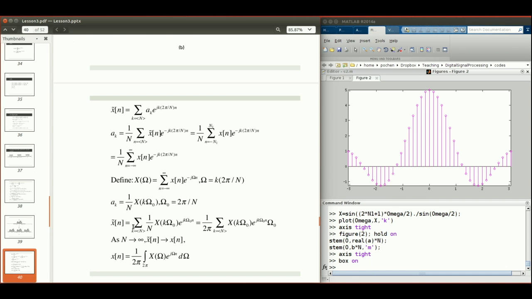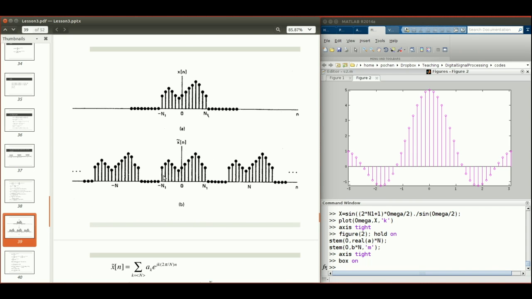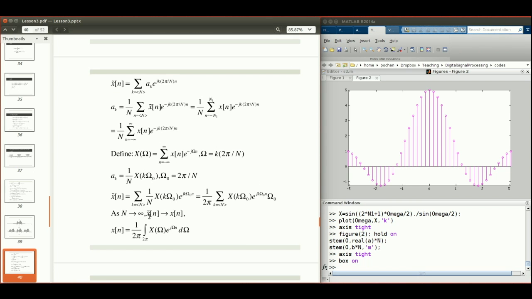So now let's imagine what's going to happen as big N goes to infinity. When big N goes to infinity, this periodic sequence becomes this aperiodic sequence. Because big N becomes infinity, this block is basically at minus infinity, and this block is at positive infinity. So effectively, x wiggle n becomes the same as xn. So we can replace x wiggle n with xn.